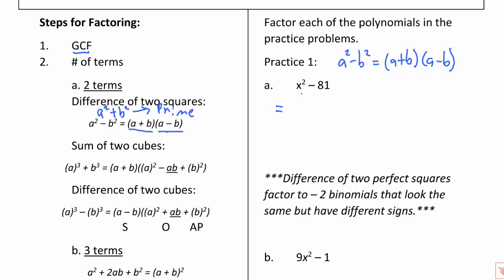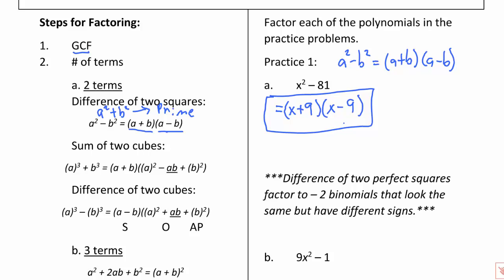So the question is, what's the factorization? Well, what's the square root of x squared? It's x. What's the square root of 81? 9. And to get a negative, one's positive, one's negative. There you go, that's the factorization. Now, check real quick: x plus 9 can't be factored, and x minus 9 can't be factored. Therefore, this is the factorization of x squared minus 81.